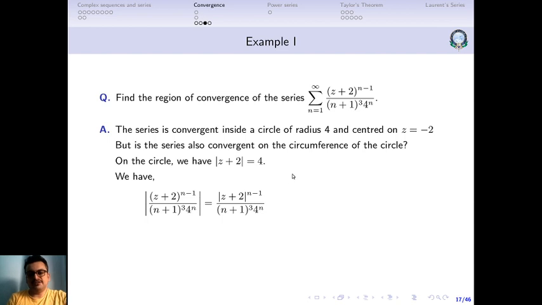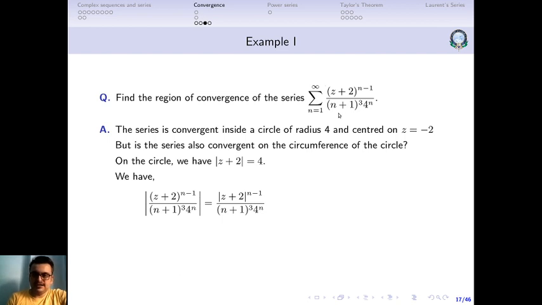And how do you check if something is absolutely convergent or not? All you need to do is take the modulus of the terms, and if the series of the moduli of the original functions converges, then it is said to be absolutely convergent. So we want to check if this is absolutely convergent, and then from the theorem of absolute convergence, if it is absolutely convergent on the circumference of the circle, then we know automatically that the series will also be convergent on the circumference of the circle.